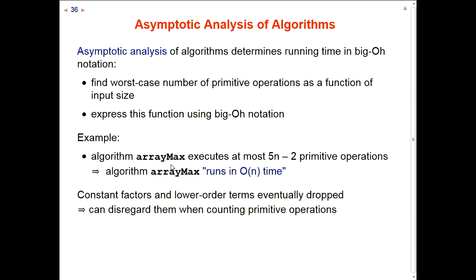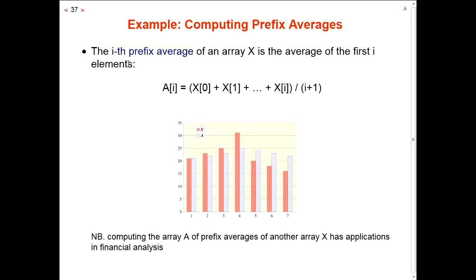And you can really see with that example also that it doesn't make a difference what you count as primitive operations, whether this is 4n or 6n, and whether you have minus 2 or plus 3. The answer would always be that this algorithm, and this is the intrinsic property of that algorithm, runs in O(n) time. This is why constant factors and lower order terms, because they are eventually dropped, can be disregarded when you count primitive operations themselves. And that makes life much, much easier, as we will see with yet another example.